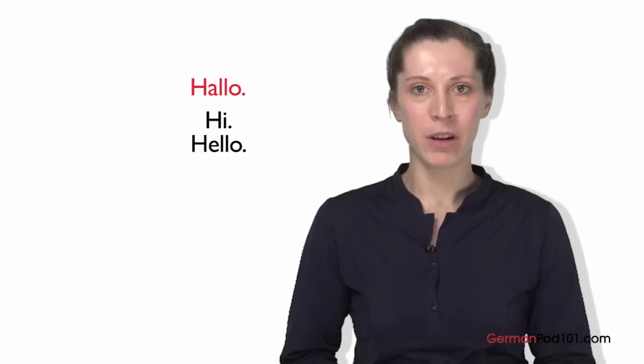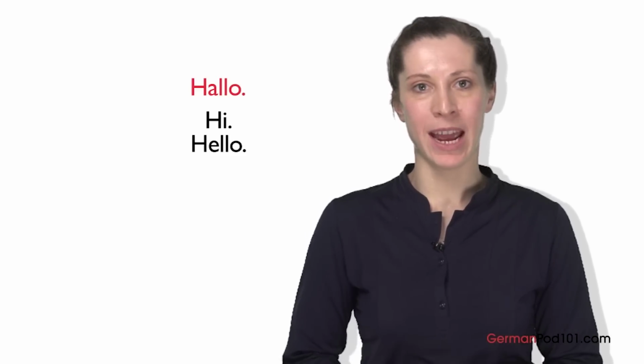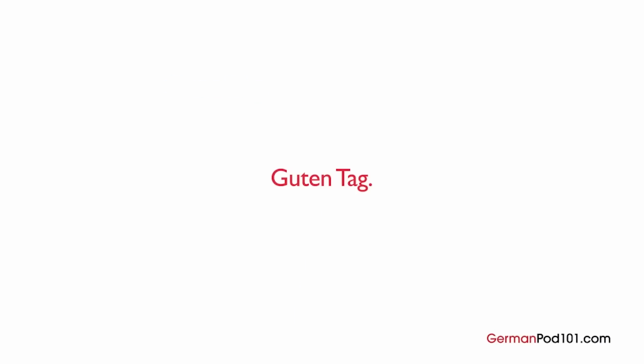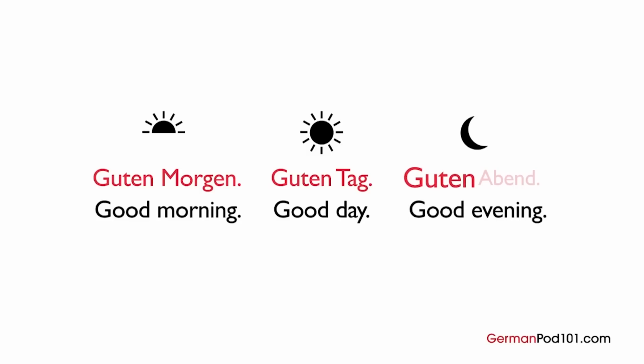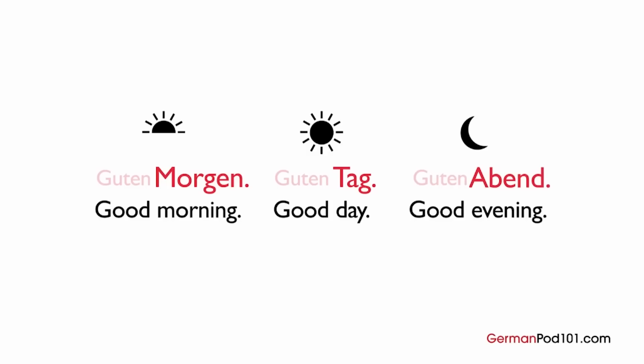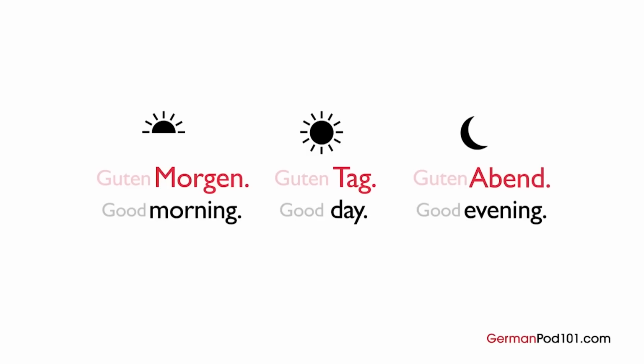The most used formal greetings will change depending on the time of day. Let's start with Guten Tag. Literally, Guten Tag means good day. As a rule of thumb, we can use Guten Tag only during the daytime, from late morning until early evening. In the morning we say Guten Morgen, good morning. During the evening we say Guten Abend. Tag, Morgen and Abend is German for day, morning and evening, respectively.